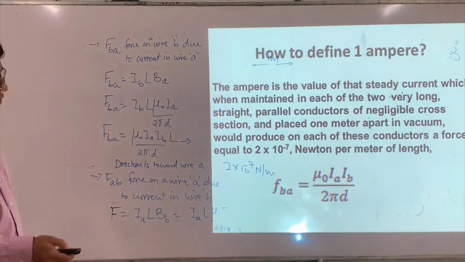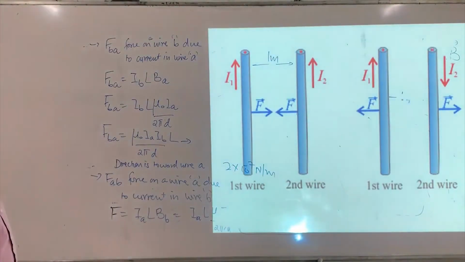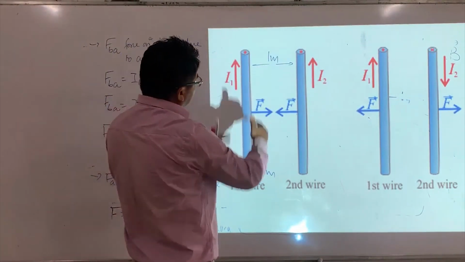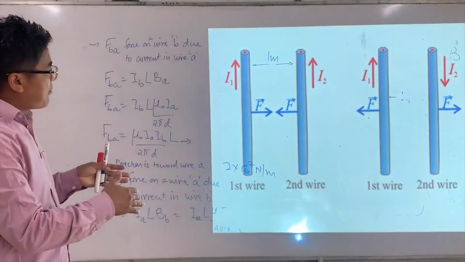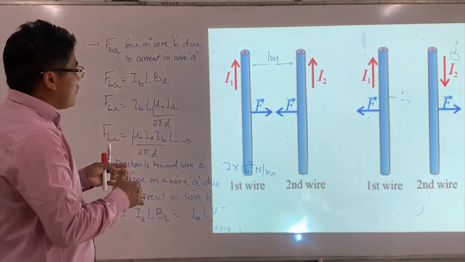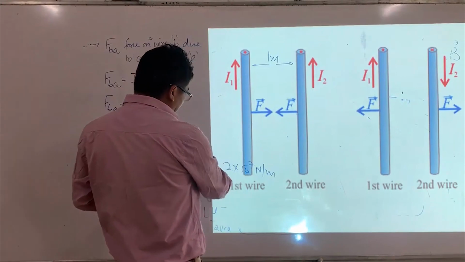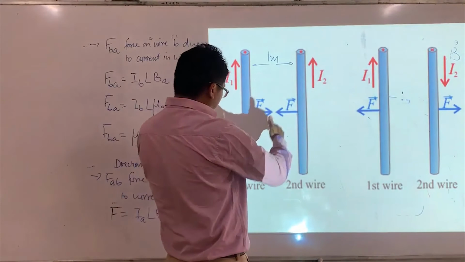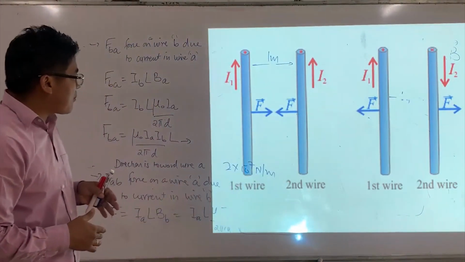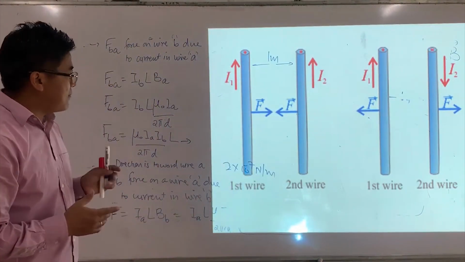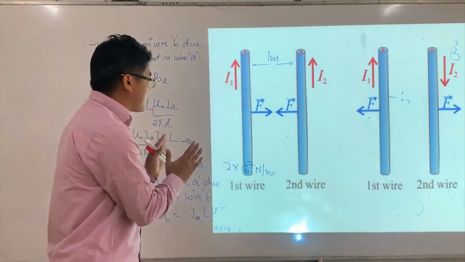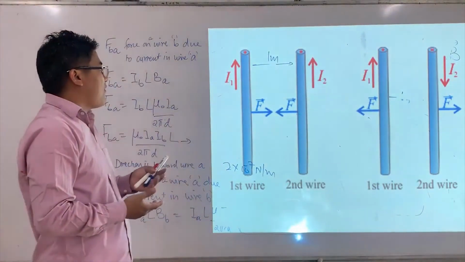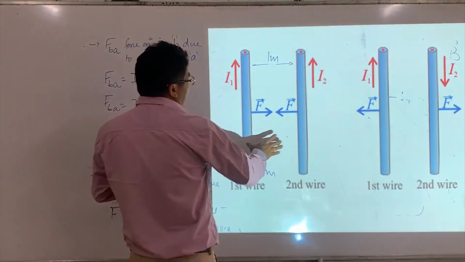So this is how we define it. It is said to be 1 ampere passing through these 2 wires, separated by a distance of 1 meter, if the force per unit length between the 2 wires is equal to 2 into 10 to the power minus 7 newtons per meter. If this is so, then we say it is 1 ampere. If it is 1 into 10 to the power minus 7 newtons per meter, then this is going to be half an ampere. So this is how we define 1 ampere.